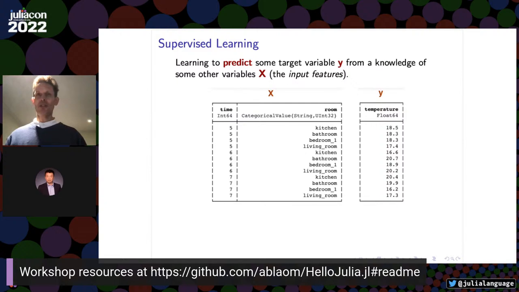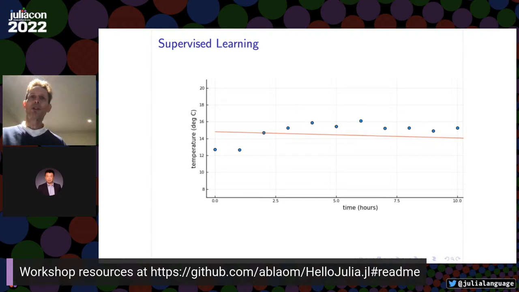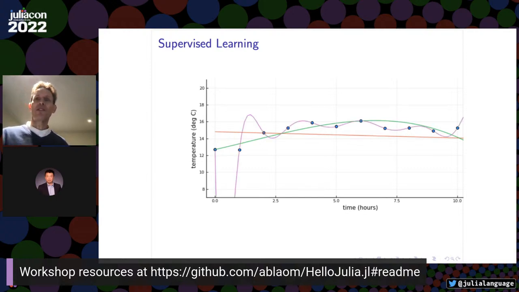Now, we're going to make this even simpler and just forget about the room for a moment. Just pretend we were in one room. Then we can visualize the data. Our inputs are written on the bottom, and the vertical axis is the temperature. And we just have a bunch of dots, a bunch of points in the plane. Remember that the objective here is to make predictions for new inputs. One way we could do that is to fit some kind of curve to the data. We might try to fit a straight line, or maybe a cubic, or maybe a polynomial of some higher order.